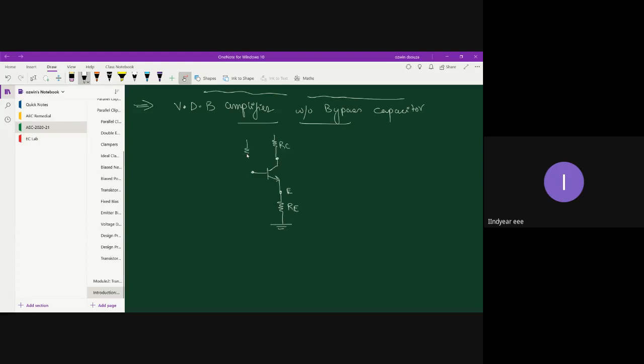RC, R1, R2. Let me directly connect it to ground, and let me connect these two ends together and connect them to VCC. I have my output capacitor on the output side and an input capacitor on the input side. So this is my input, and this is my output measured across one of the capacitor terminals and the ground node. So this is my voltage divider bias amplifier without bypass capacitor. That means there is no bypass capacitor present.